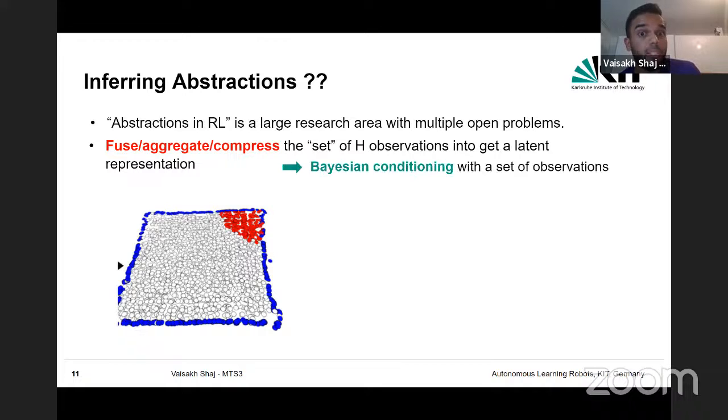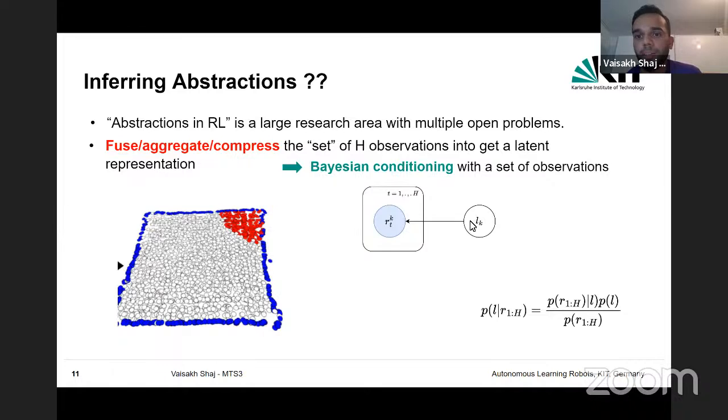So how do we achieve this? We achieve this probabilistically, based on that graphical model, using Bayesian conditioning of a set of observations. So what is happening is, let's say there are H observations here, represented by t equal to 1 to H for a time window K, but you can ignore that. We assume that these are created by a latent variable L. And what we want to calculate is the posterior probability of L given a set of these observations, which is basically a Gaussian conditioning operation. Because of the Gaussian assumptions, we can get a closed form solution for this, and this is encoded as a layer in the neural network. So these equations, that's how we define our abstraction.